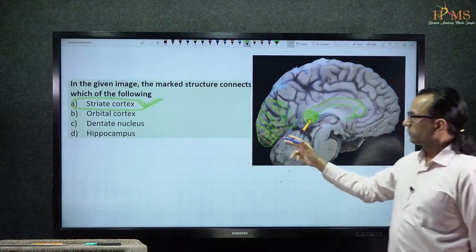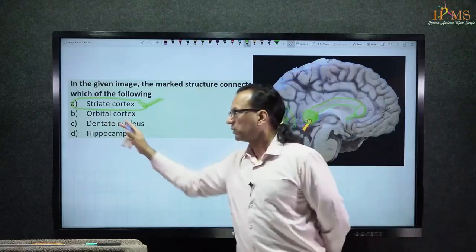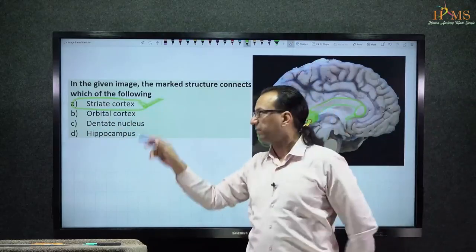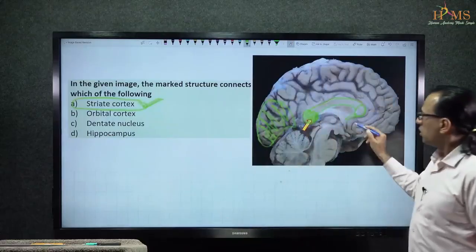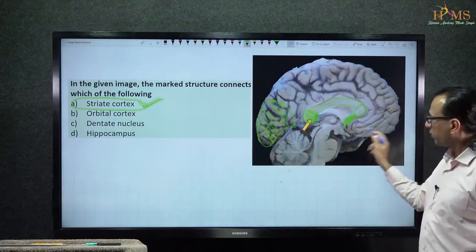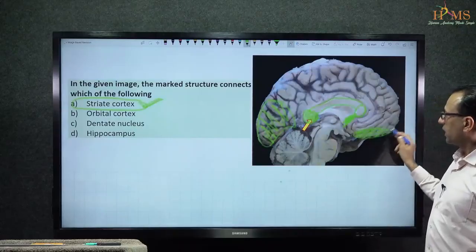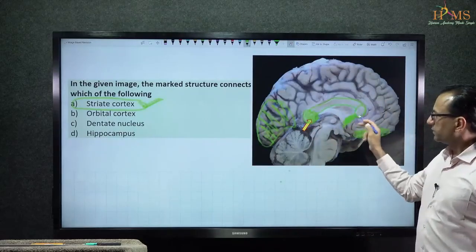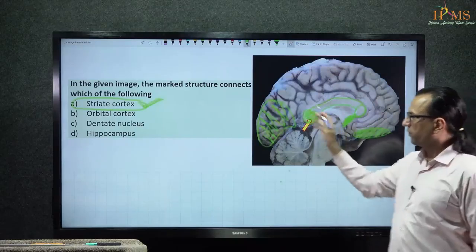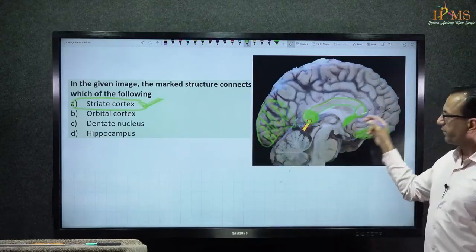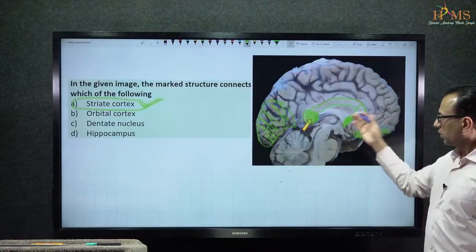When it comes to the orbital cortex, if you want to connect the orbital cortex with the other orbital cortex, corpus callosum fibers are there, but that will be in the rostrum part of the corpus callosum, that is connecting one orbital cortex with the other sided orbital cortex. So that will be the splenium part, which is for the striate cortex or the occipital visual cortex, and it is the rostrum part which is for orbital cortex.